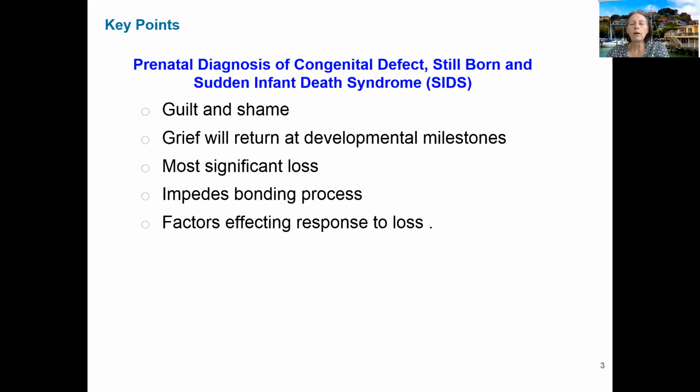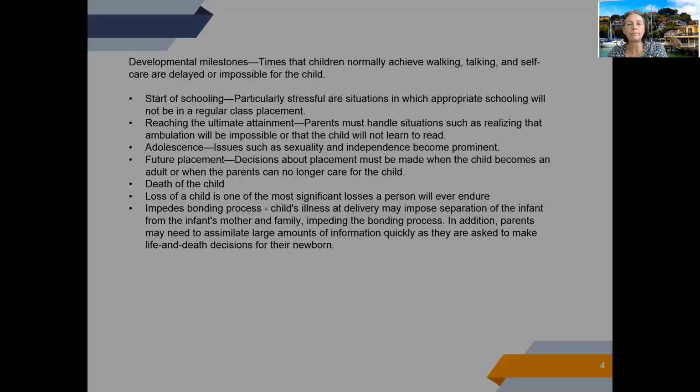All kinds of things affect the parents' response to loss, and that can be their culture, their history, if they've previously experienced things, how much guilt they feel, what kind of relationship they have, their support system, if they live in an area or have the ability to access help for the child and treatment and cure. So all kinds of things will affect this.